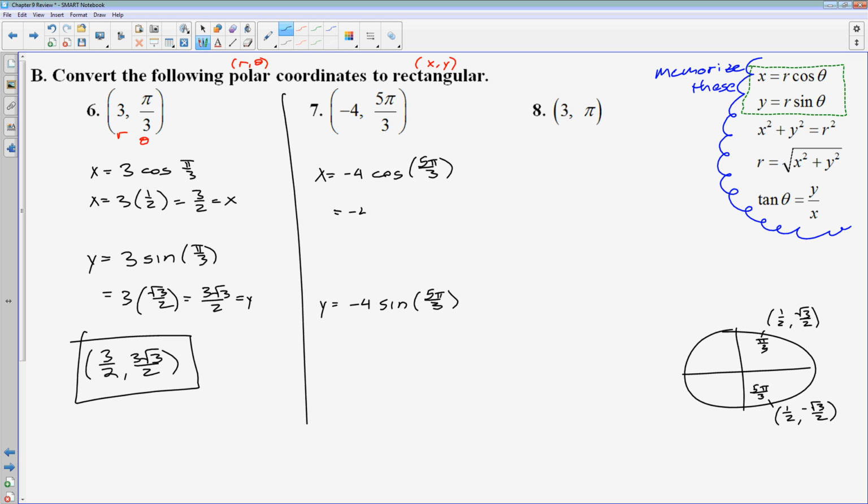So -4 times cosine, which is 1/2. Half of -4 is -2, so there's my x. For y, it's -4 times sine, which is negative root 3 over 2. And that's going to clean up. 2 goes into 4 twice, so it's going to be positive 2 root 3. That's my y. And I get an answer of -2 and 2 root 3.